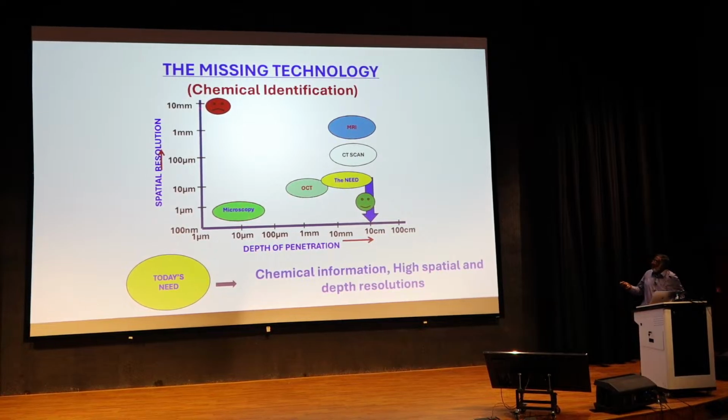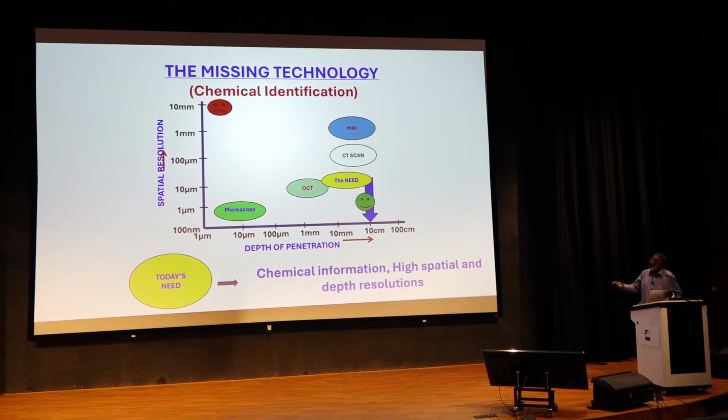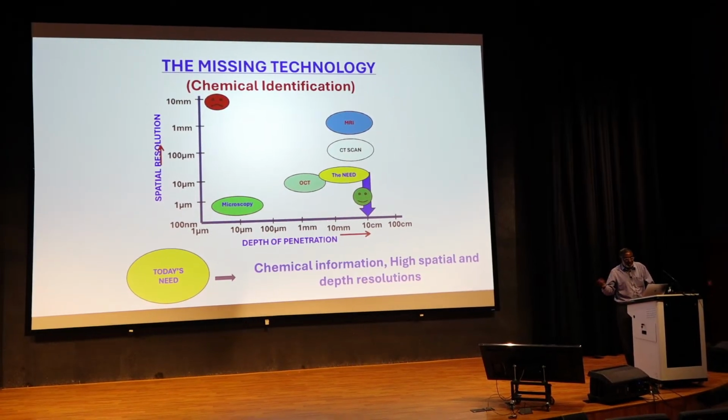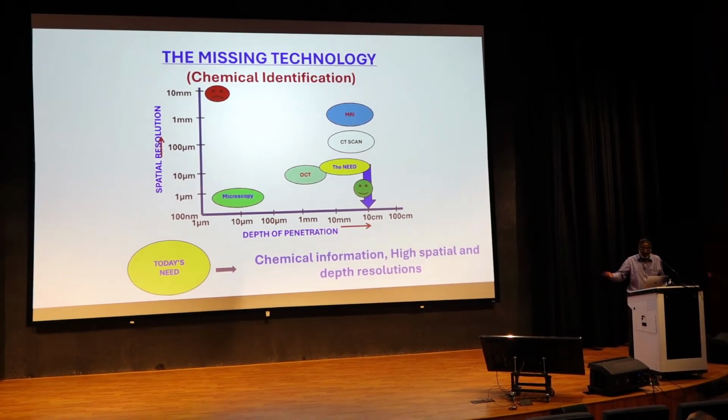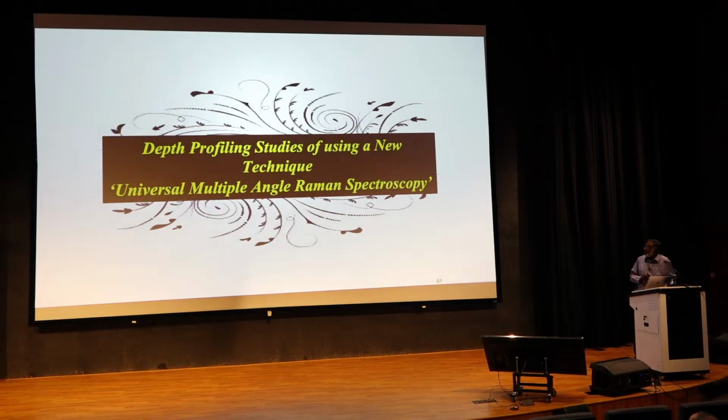And then the other problem is resolution. If you look at spatial resolution, people can go to 10 millimeters, 1 millimeter and so on. But when you go below a micron to hundreds of nanometers, nothing is available. So what we want is 100 nanometers on the y-axis and 10 centimeters on the x-axis. That is the most ideal way to get Raman signals of the best samples, where you can get both chemical information and spatial information. So that's where we developed this technique called UMARS.